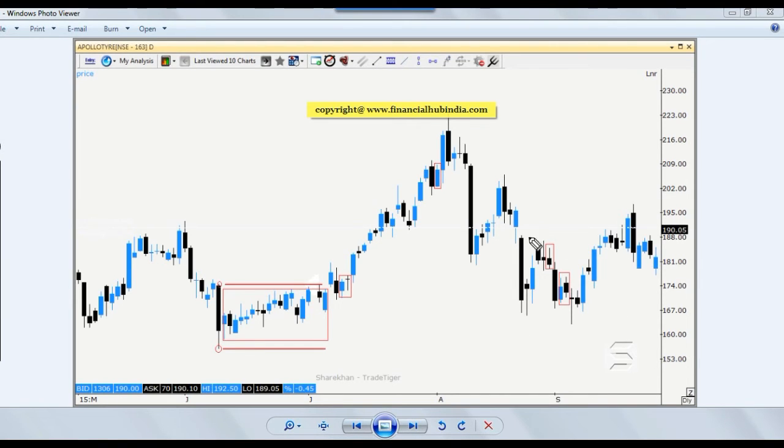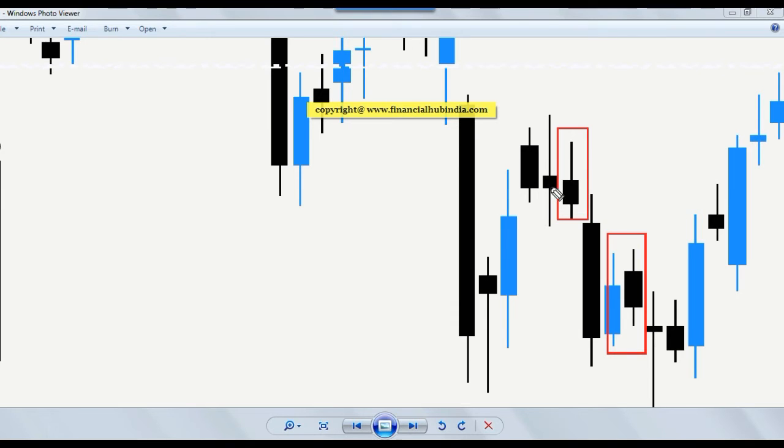Okay, look at these formations here. This candle, I'll just zoom in, so you can see the mother-child formations here. This is a mother, and inside the mother we have a child. Again, this is a mother, and inside this mother we have two children. Both the candles didn't break the mother's high and low.